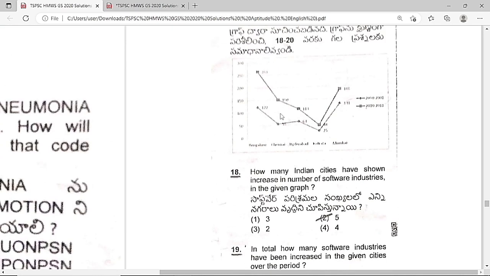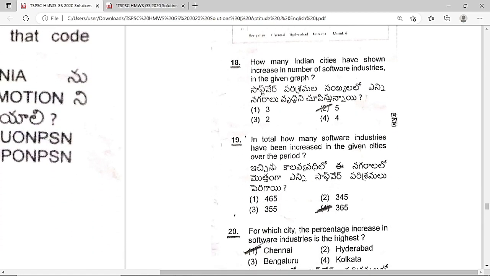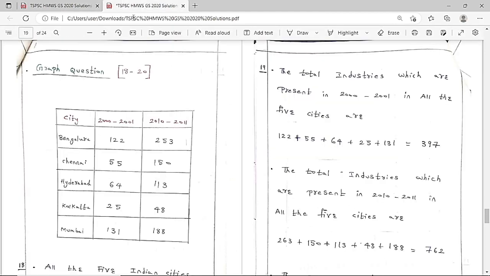Try to figure out the total number of industries in 2010 to 2011 in all the 5 cities. Then figure out the number of industries present in all the cities in 2000 to 2001. Then take the difference. Then we can figure out how many industries have increased overall in the 5 cities. If you solve this, we are going to get option D, 365, as the correct solution of this question. So let's solve this numerically.